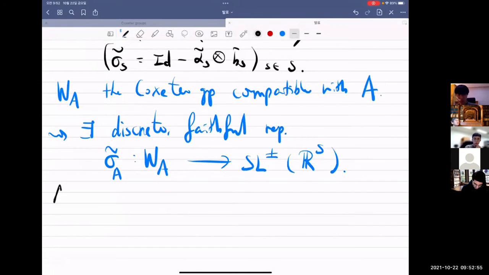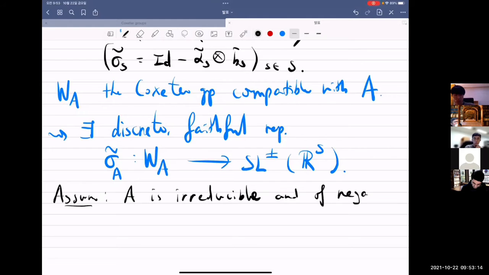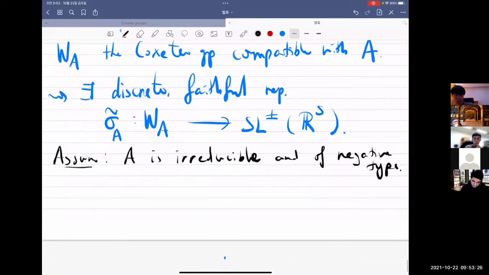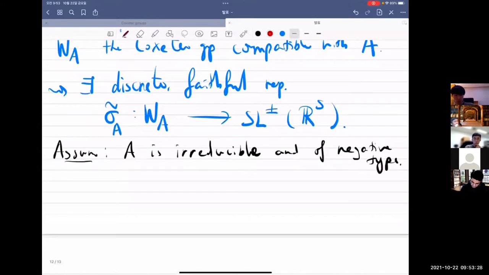Now I give some assumptions. So assume that A is irreducible now, to make the discussion simpler, and of negative type. Okay, so A is irreducible and of negative type. Then previously our Cox polytope is a simplex, the Cox simplex.